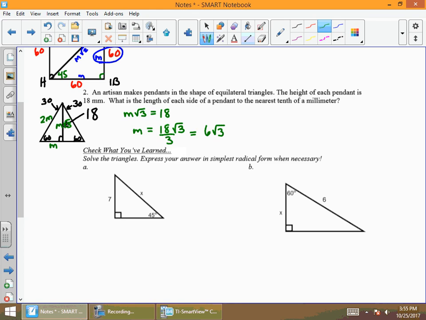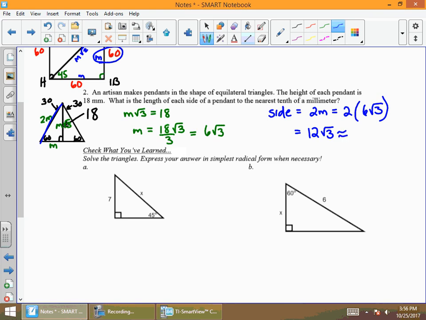So I want to know, what is the length of the side of the pendant? Well, m is 6 radical 3. The length of the side is right here. The side of the pendant is 2m. So one side is equal to 2m. Well, I know m. That is 2 times 6 radical 3. Well, 2 times 6 radical 3 is 2 times 6 is 12 radical 3.